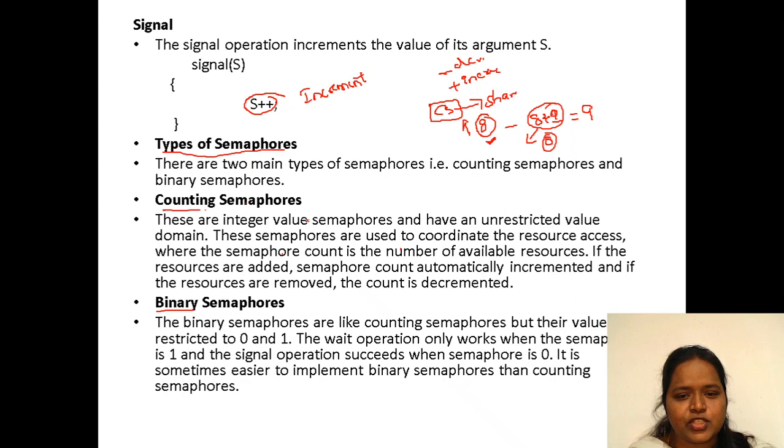These are integer value semaphores and have an unrestricted value domain. These semaphores are used to coordinate the resource access. So how many resources are there, their accessibility is going to be managed by this counting semaphore. If any resource has been added, the semaphore count is increased by 1. If any resource has been deleted, the semaphore count is going to be decremented by 1. So that is the counting semaphore.